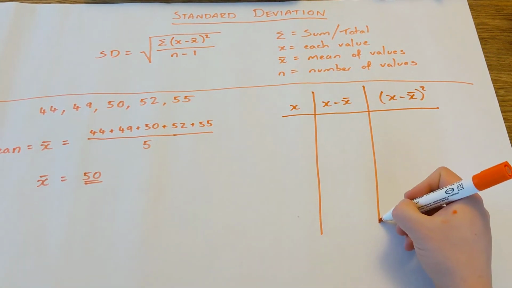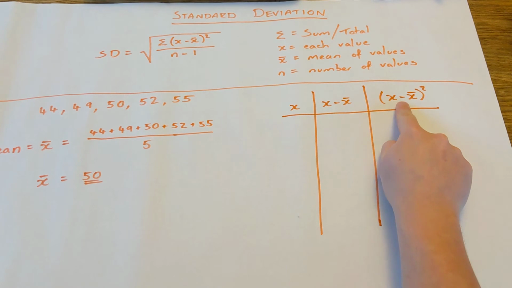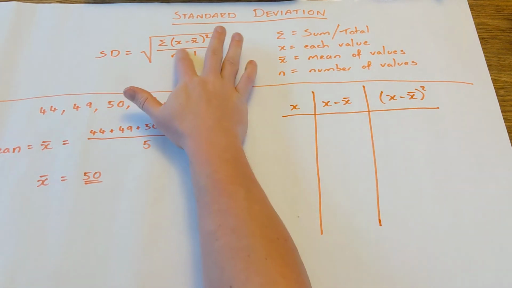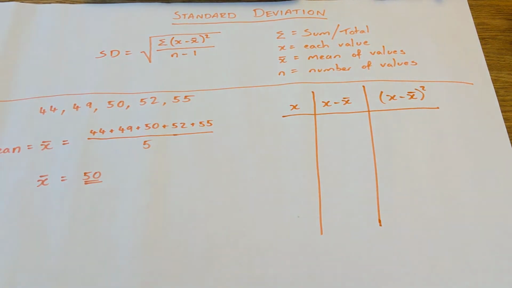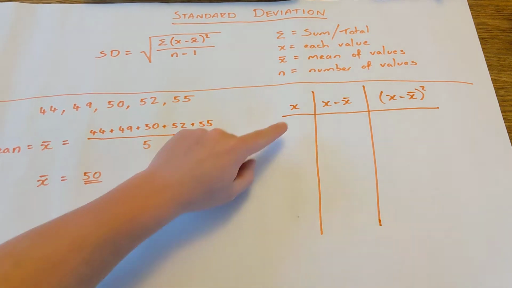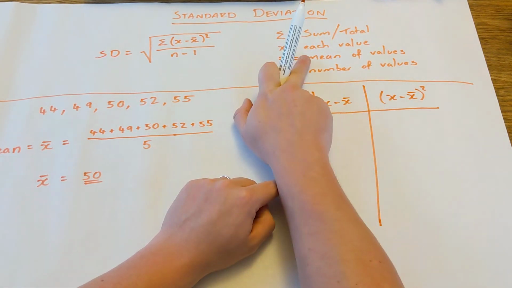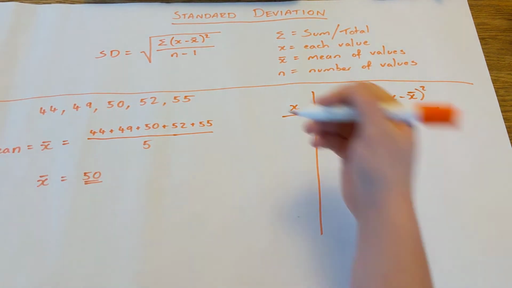Okay, and now you'll realise that's up here in this formula. So once we know these, we can start putting things into the formula to work it out. It might not be making any sense yet, but don't worry, we'll do another example after this. So first thing of the table is our values. Remember, x was each value, so we'll write those down.